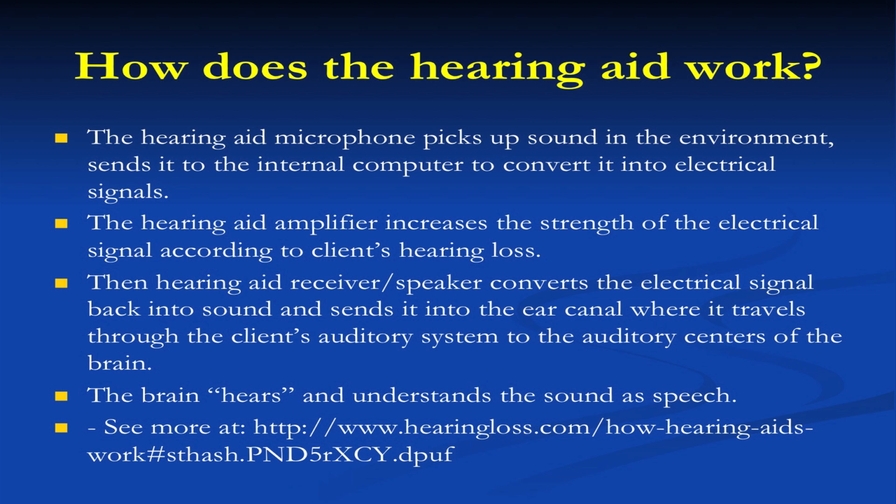So how does the hearing aid work? The hearing aid has a microphone or 2 that picks up sound in the environment and sends it to the computer on the inside, where it is converted to an electrical signal. That electrical signal is adjusted according to a client's hearing loss. So if they hear better in the low pitches but have more hearing loss in the high pitches, when a high pitch sound comes in, it's going to give more volume or gain to that high pitch sound but not touch the low pitch sound at all.